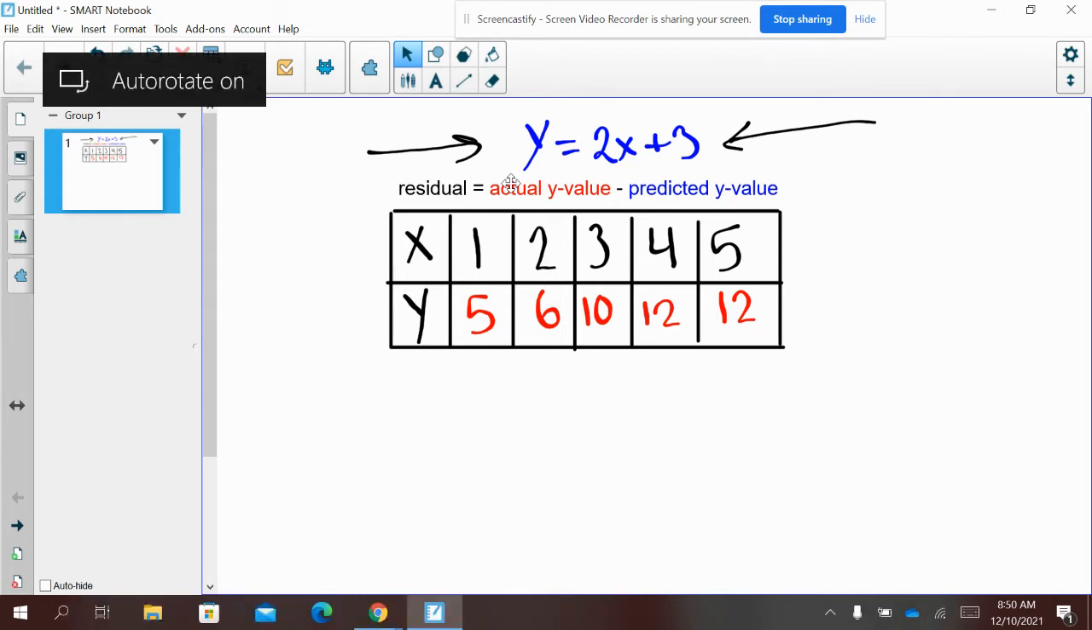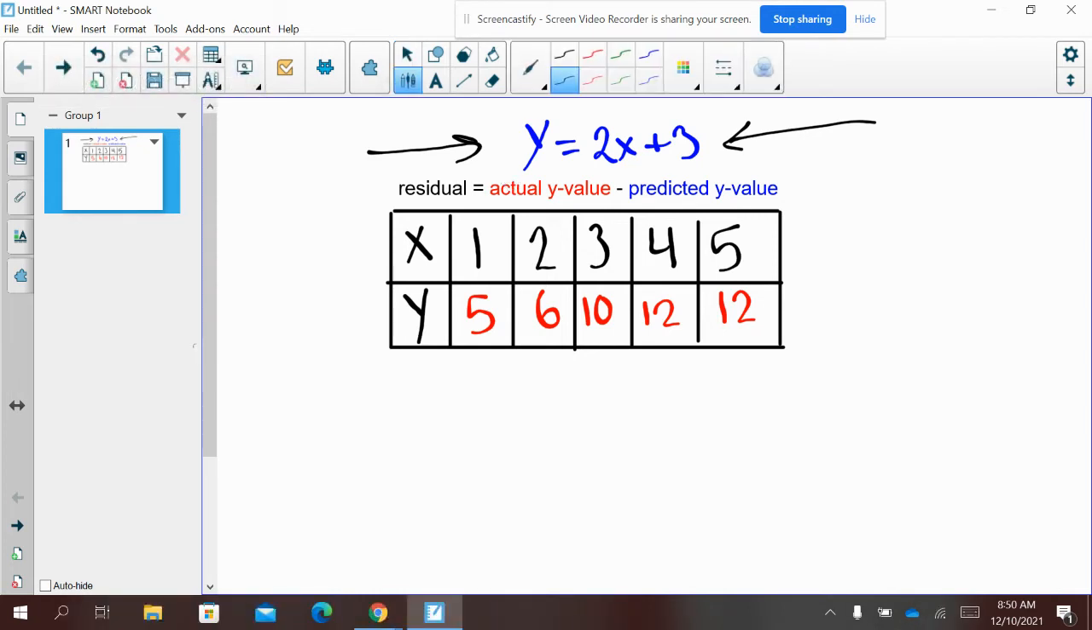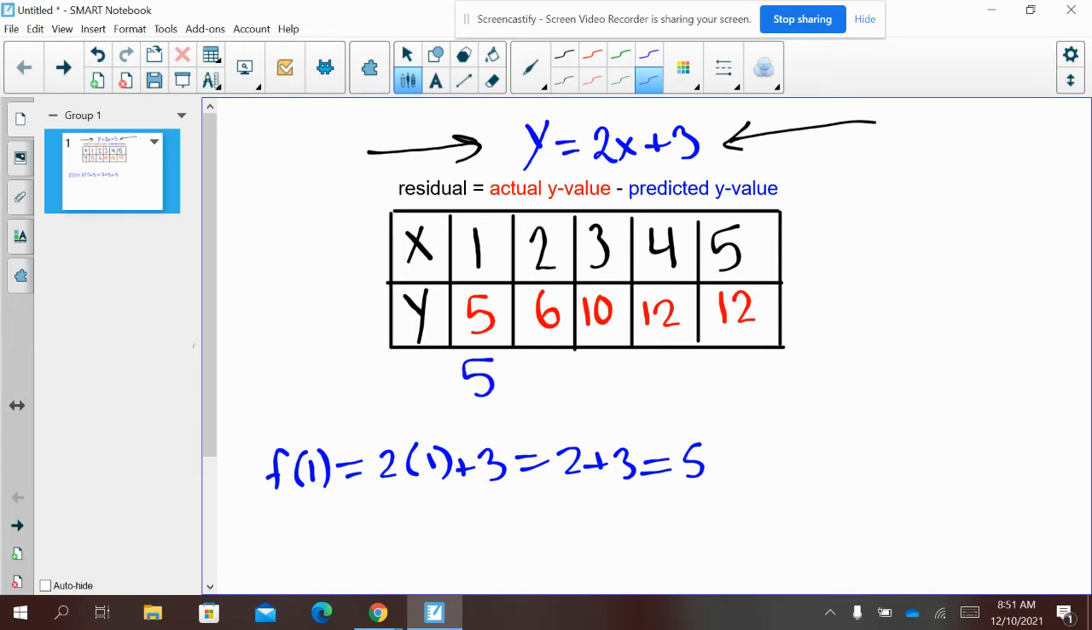So again, the 5 is the actual data that was obtained when x equals 1. But if I evaluate the blue function for when f of x is 1, so f of 1, that's equivalent to 2 times 1 plus 3, which is equal to 2 plus 3, or 5. So actually, the predicted y value is the same when x is 1.